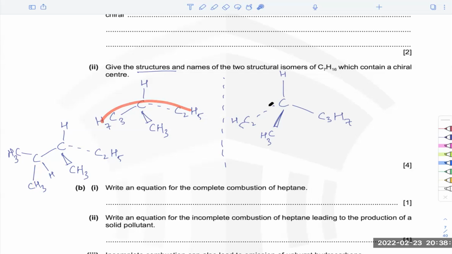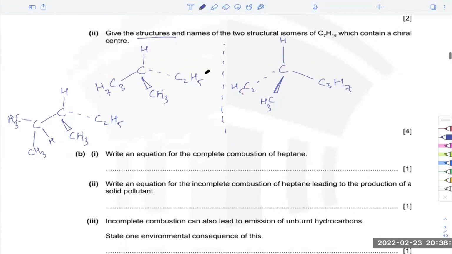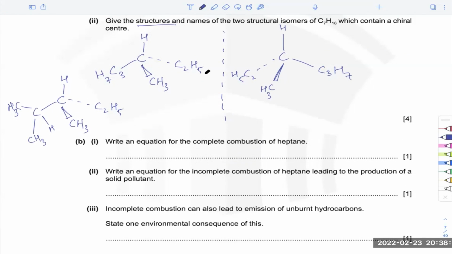I'll start here, just keep on writing the formula. Just the longest chain basically. All right, so that's it. Pretty straightforward. Any questions? You can do the same thing on the other side. How do we name them? How do you name them?